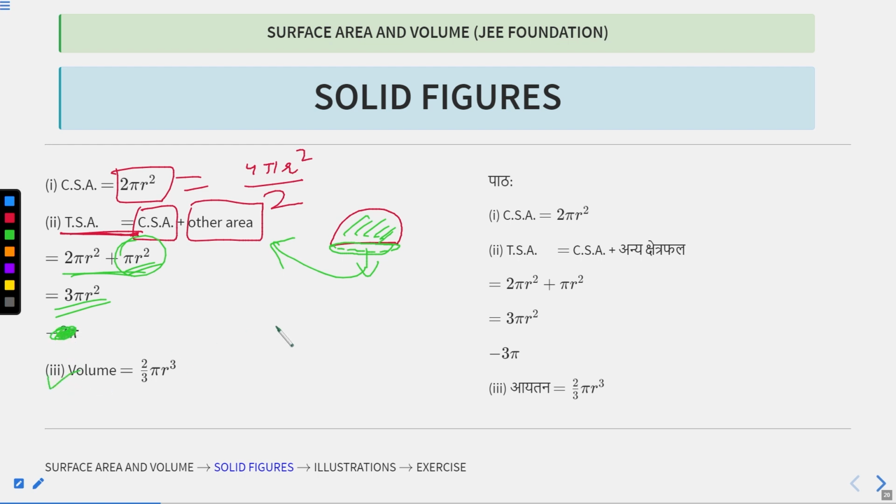Now the volume: we already know the volume of the sphere is 4 upon 3 pi r cube, and dividing it by 2 we will get the volume for the hemisphere, which is 2 upon 3 pi r cube.